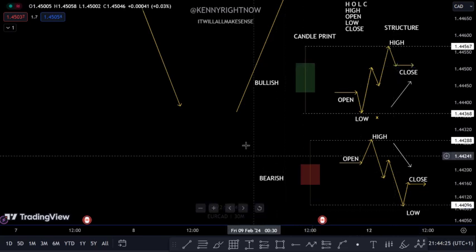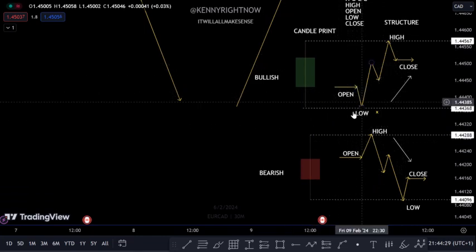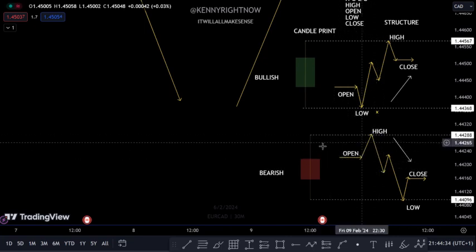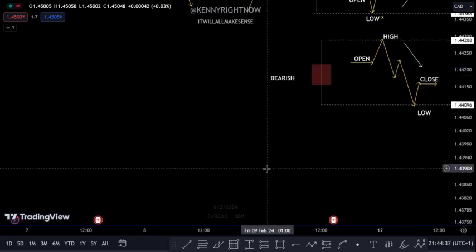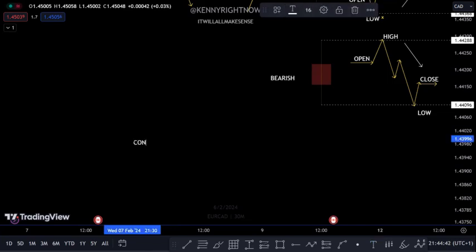Okay, so I'm going to take my time to explain this structure. So in this, we call this what? A continuation phase. Then inside here, we'll probably have a reversal. So the market goes like this. It's either a continuous phase or a reversal phase.